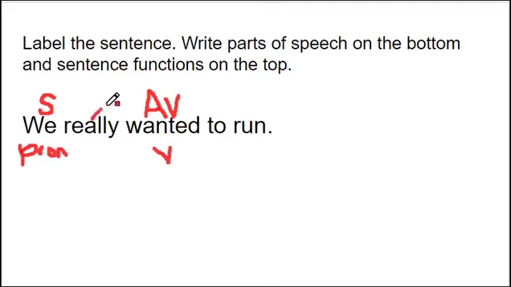And then really tells us how much we want it. Modifying a verb. What modifies verbs? Adverbs. Okay, so what do we do with this thing over here that looks sort of verb-like, but isn't actually doing the job of a verb here?